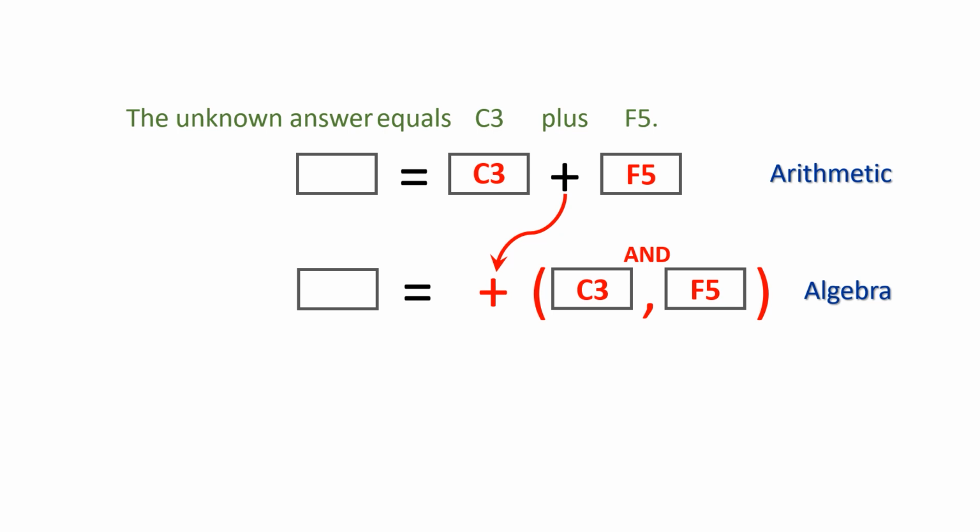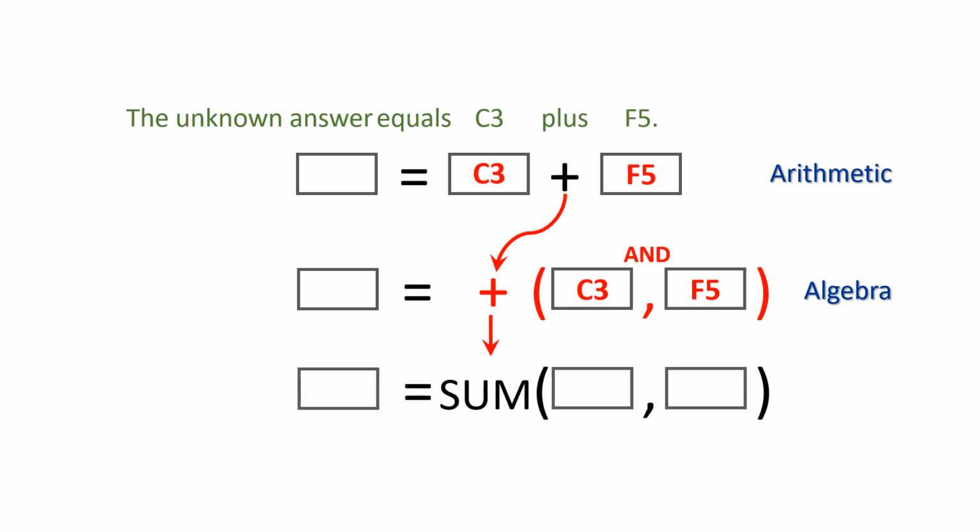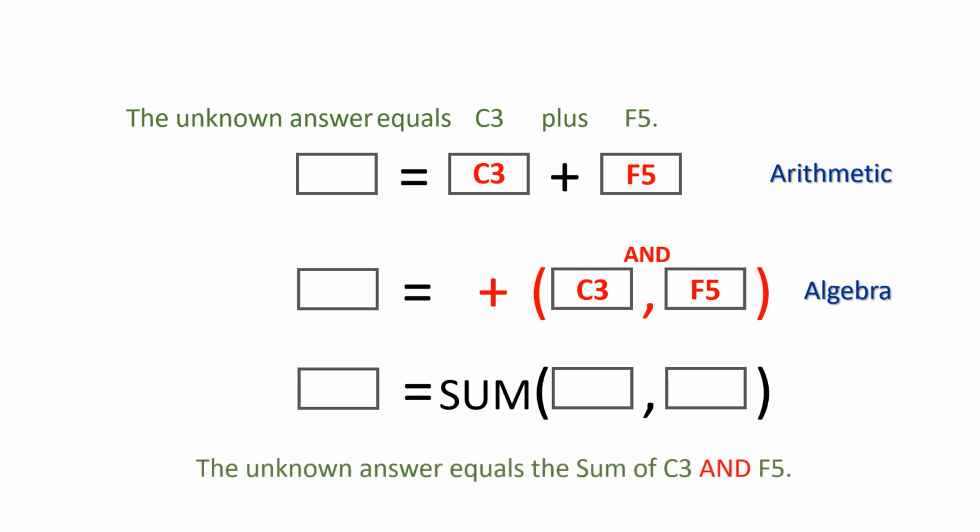Now, there's one last thing that we need to change because Excel does not like for us to use this symbol here. So instead of using this symbol, we're going to change it to the actual function, which is called sum. And now we have the proper way to write the formula. The unknown answer equals the sum of C3 and F5. The answer is present. The equal sign is present. Sum represents the function, and the values are inside of the parentheses.